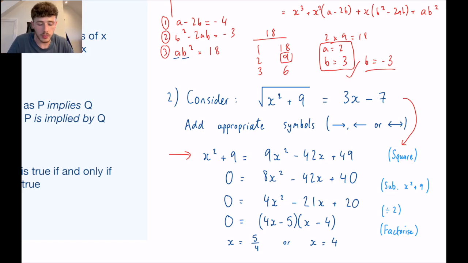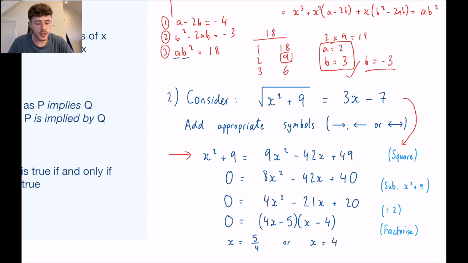However, when we square something, to get to this, you could either square the 3x minus 7, which they have here, or it could be the negative version, and you would still get the same answer, so we cannot use the implies the same way backwards. Therefore, it is only the implies arrow to the right here.